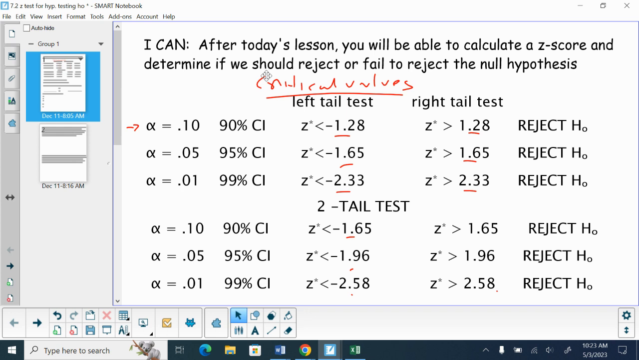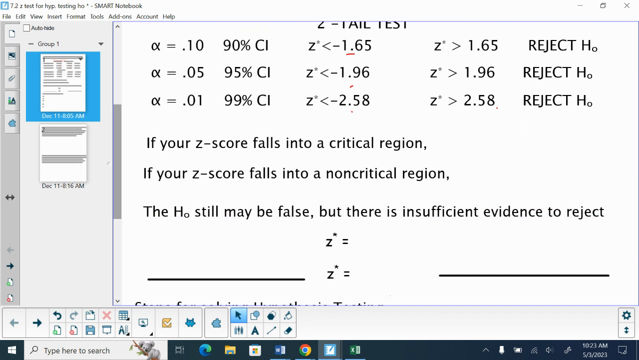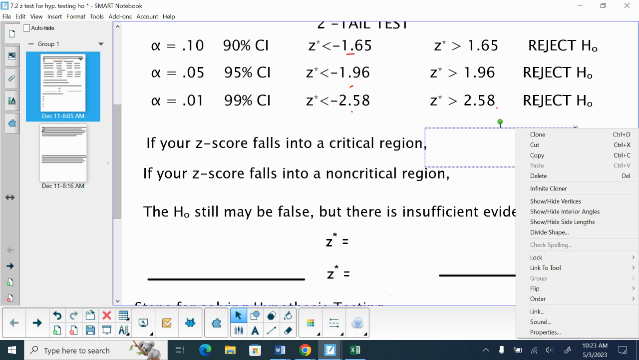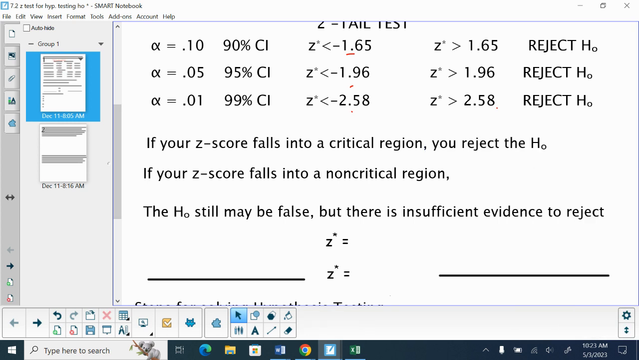The alpha, the one tail and two tail, that's why it's important to be able to determine, is it one tail or two tail? I go to my one tail or two tail row here. An alpha value will be given to you within the problem. You go to that alpha value and you drop down to the bottom. If you have a test score, if your z-score falls into a critical region, we reject the null hypothesis. If your z-score falls into a non-critical region, you fail to reject the null hypothesis.